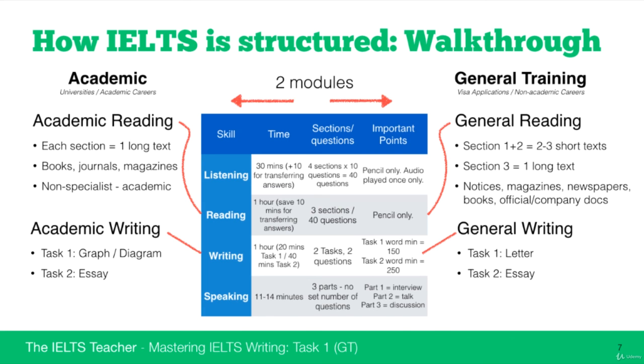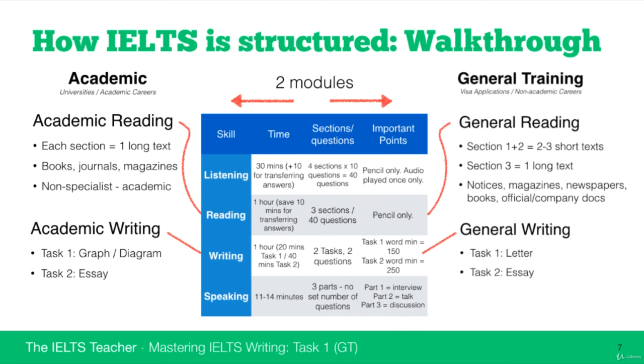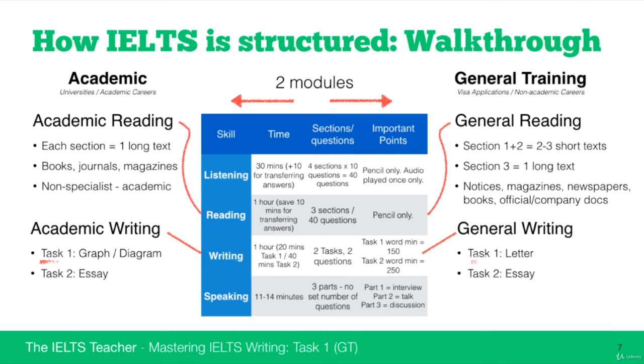Notice the difference between academic writing and general writing. In academic writing, you're writing about a graph or a diagram, process chart, that kind of thing. With general training writing, you're just writing a letter. It might be a formal letter, semi-formal letter, informal letter, but it's always a letter. You can see that there, academic writing, and then general writing on the right-hand side. We're focusing on the letter.